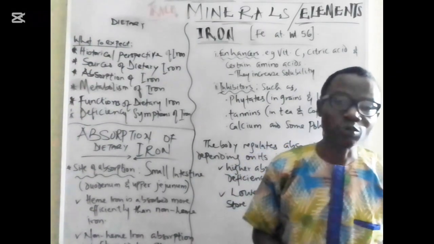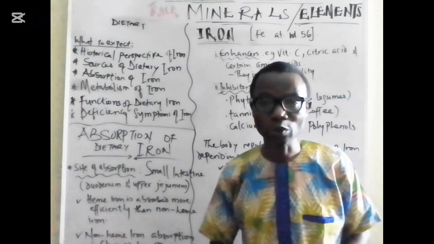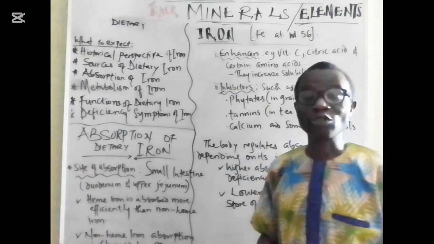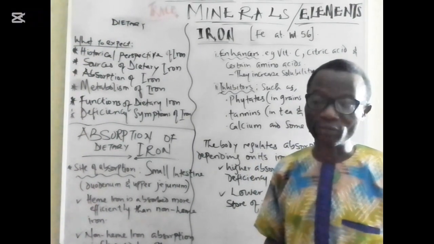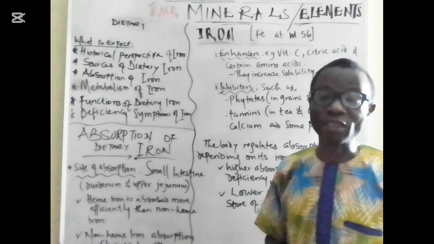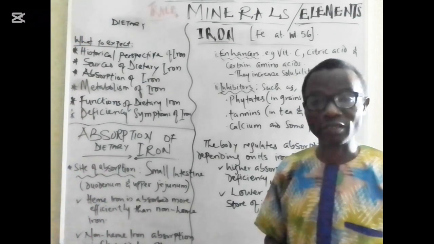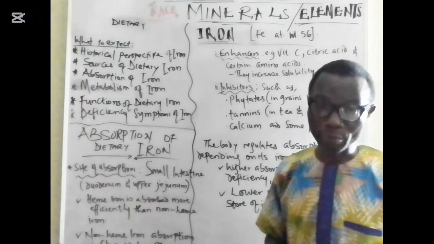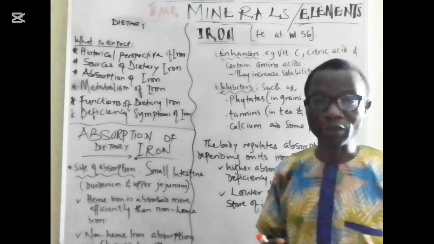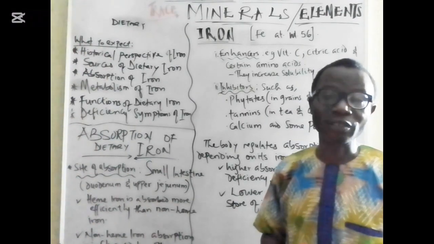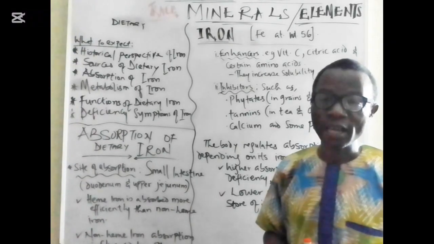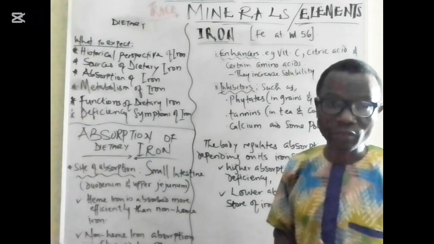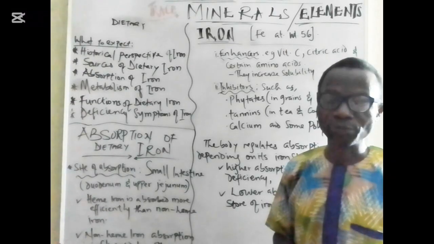Now, we already started with dietary iron, where we've looked at the historical perspective and also where you can source iron from food. We've seen that iron is very good for health. As a matter of fact, it is a very important component of hemoglobin, which is the component of the blood that transports oxygen. And we've seen the sources of dietary iron.